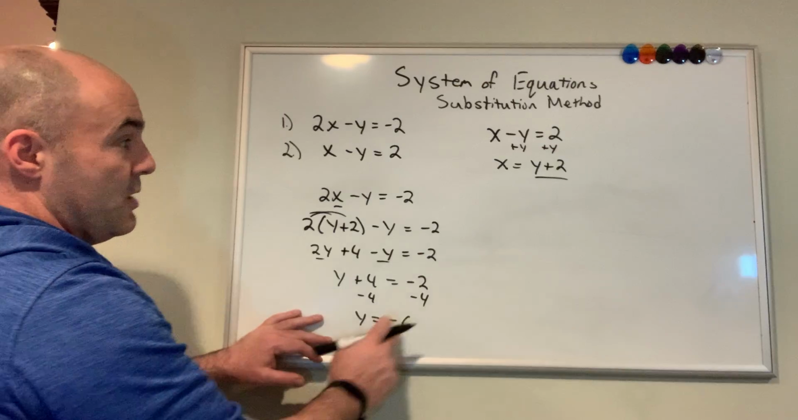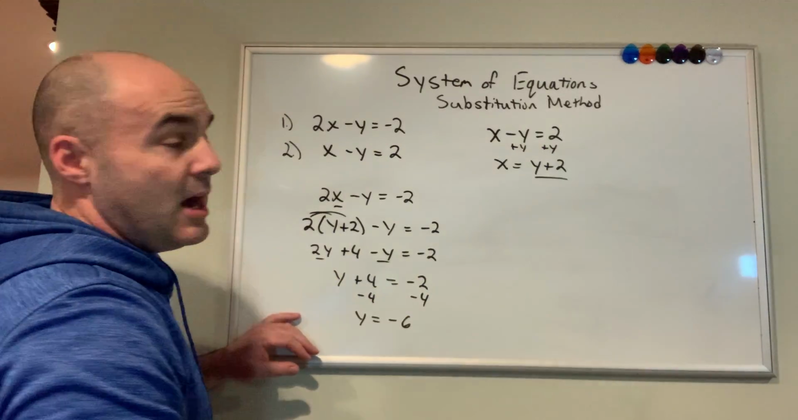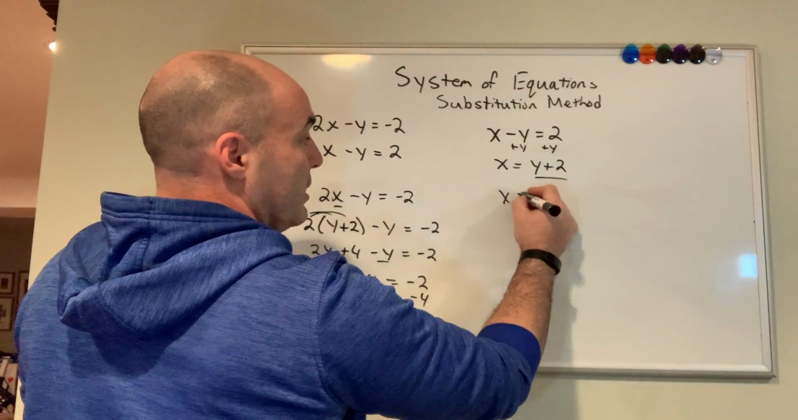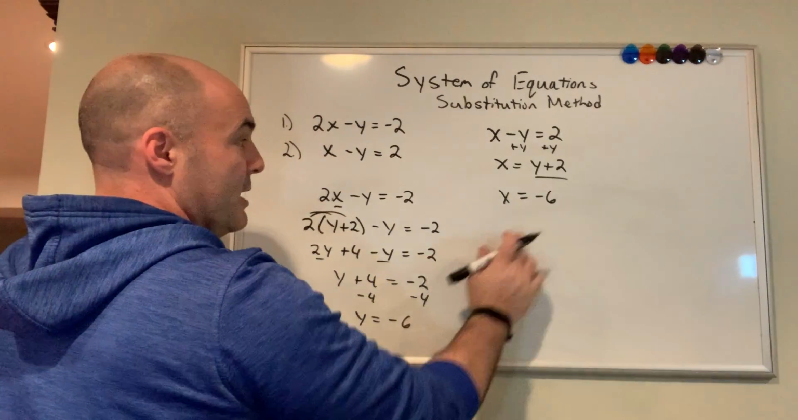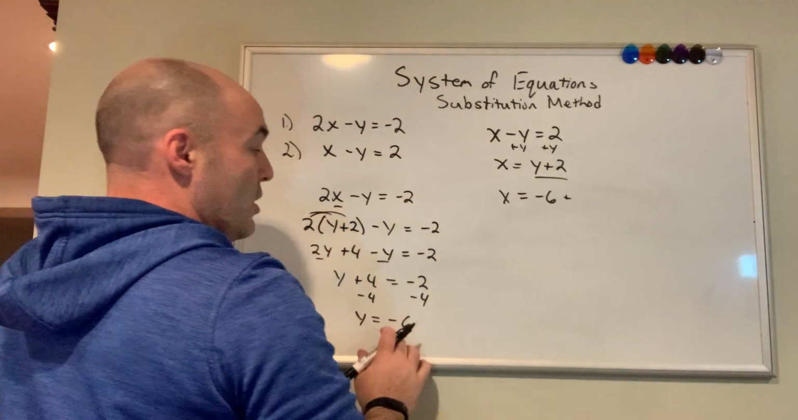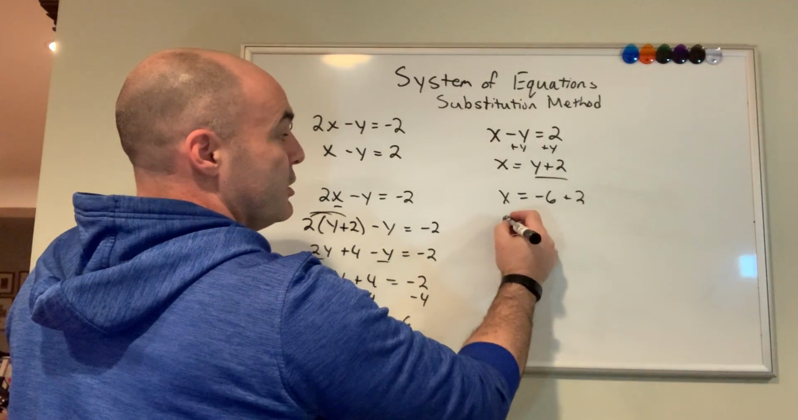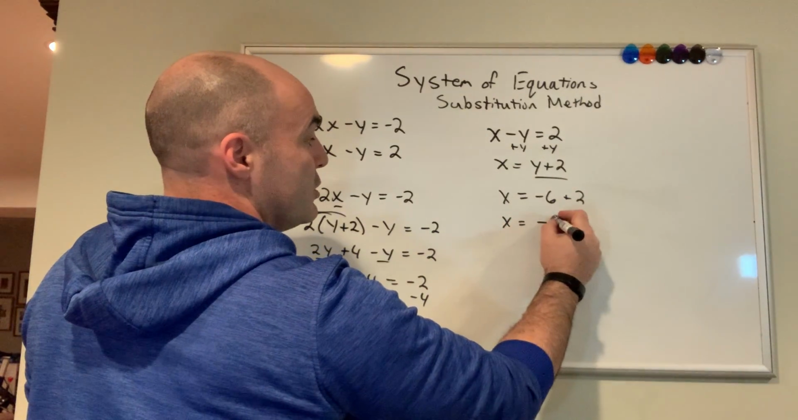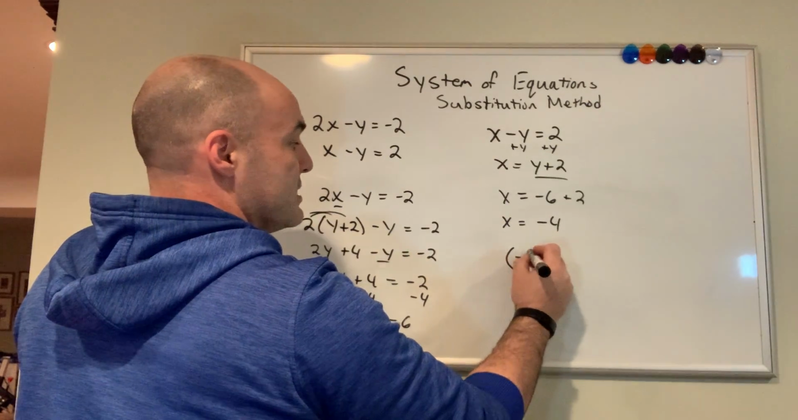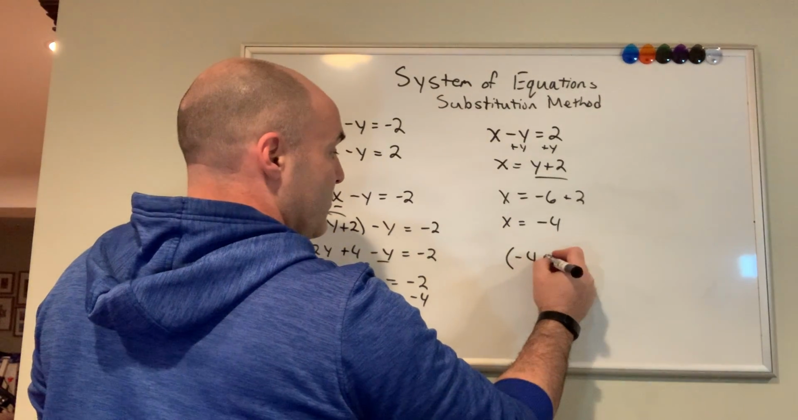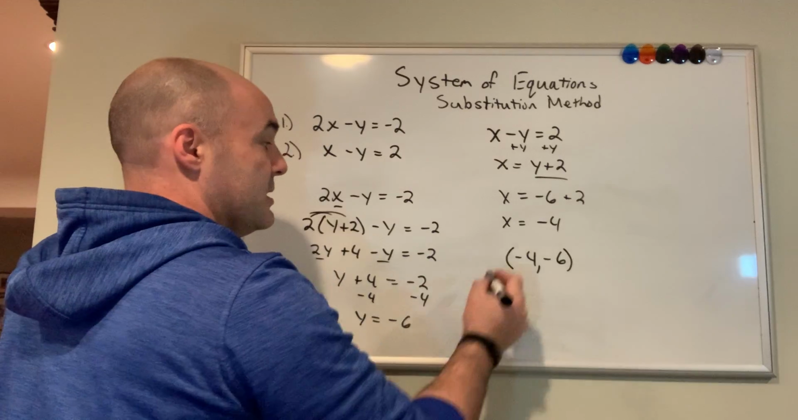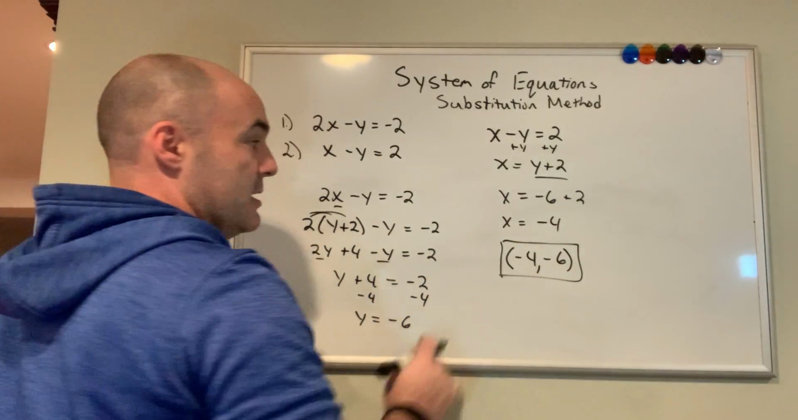Okay, we're going to take y equals -6 back to the other equation and replace y with what we know y to equal. So this is x equals -6 plus 2, and -6 plus 2 is -4. So that's going to be the coordinate -4, -6, and it's consistent, dependent.